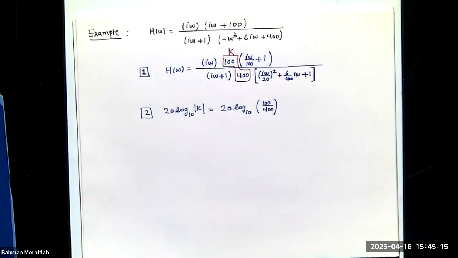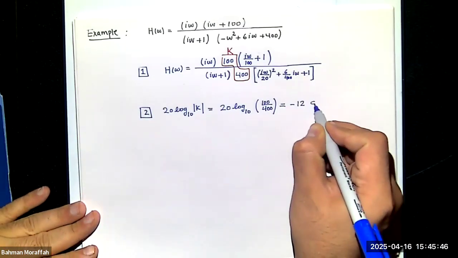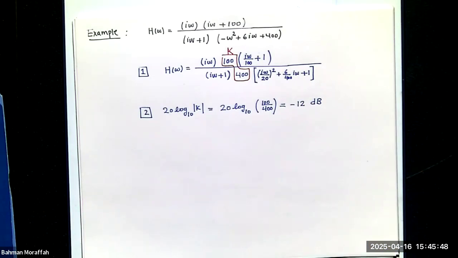And I know 20 times log 10 of 1/4 must be negative. Why is it negative? What is log of 1? 10 to the power what is 1? 0, right? So log of 1/4 is log of 1 minus log of 4. Therefore, it is minus log of 4, so it should be negative, right? And the 4 is greater than 1. So this is basically negative 12 dB, right?